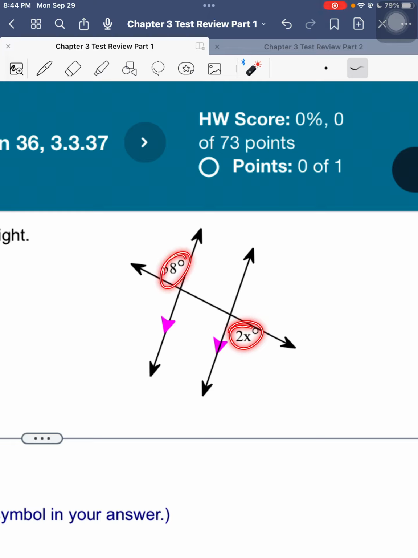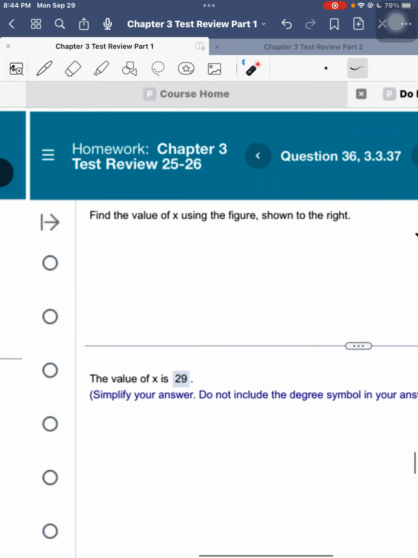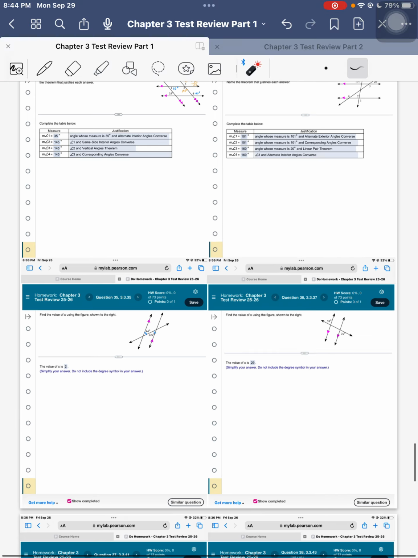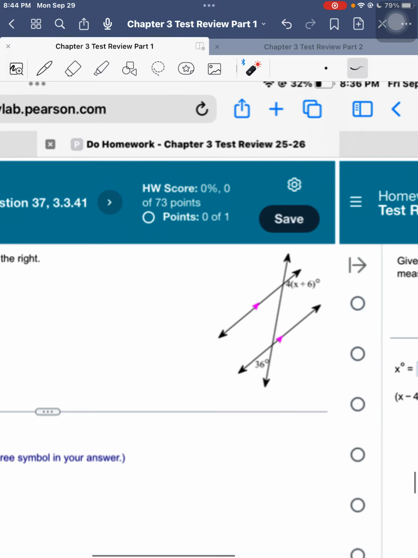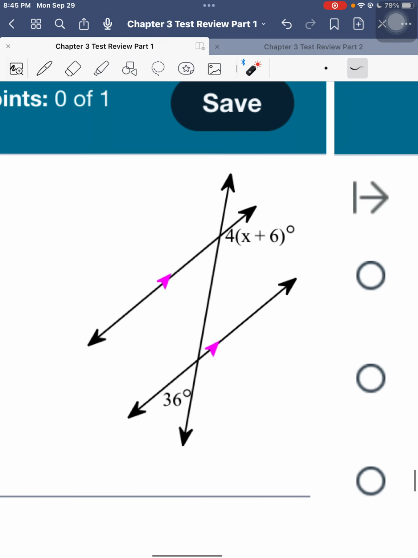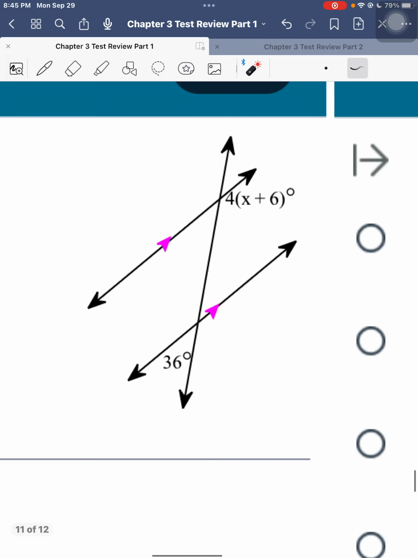This 58 and this 2x are just what? Alternate exterior angles. So I just have to equal these to each other, because alternate exterior angles on transverse lines that are parallel are just what? Congruent. So this should be 29. After a while, it does get easier. You just gotta practice and practice.